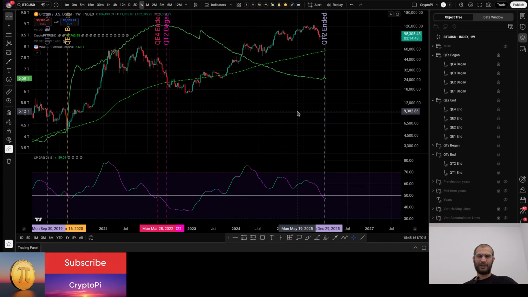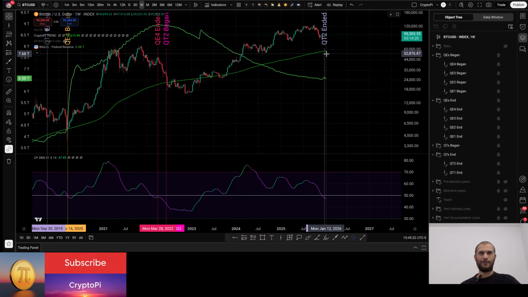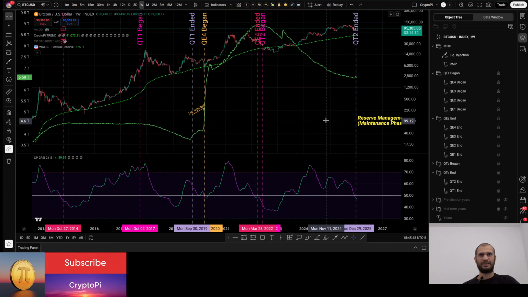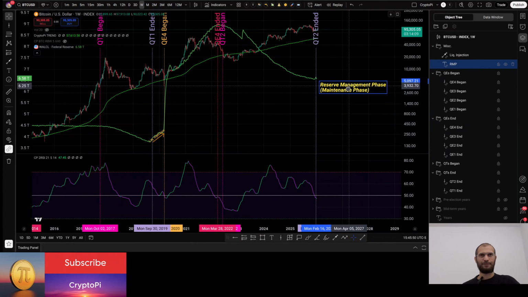But one thing which I already mentioned is, as soon as this is announced, the announcement was already done somewhere in October, that in December quantitative tightening will end. But after it has ended, it does not mean quantitative easing has begun. So right now, what the Fed is doing, they are in this reserve management phase.